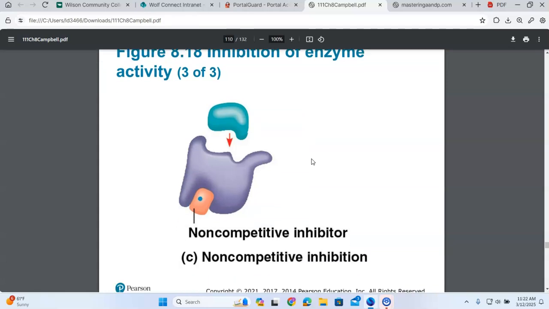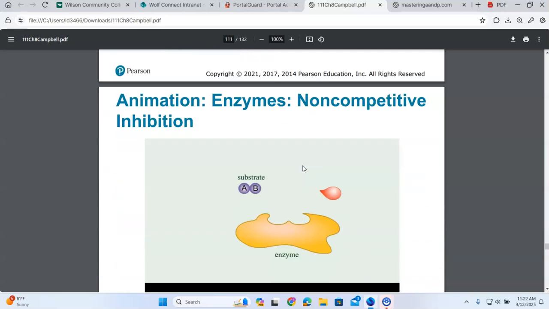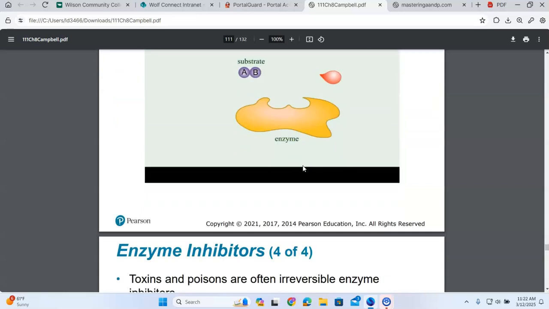And here is a non-competitive inhibitor. It doesn't bind to the active site, but it binds somewhere else, and the enzyme changes shape, and so it doesn't work as well. And there's an animation on non-competitive inhibition on slide 111.